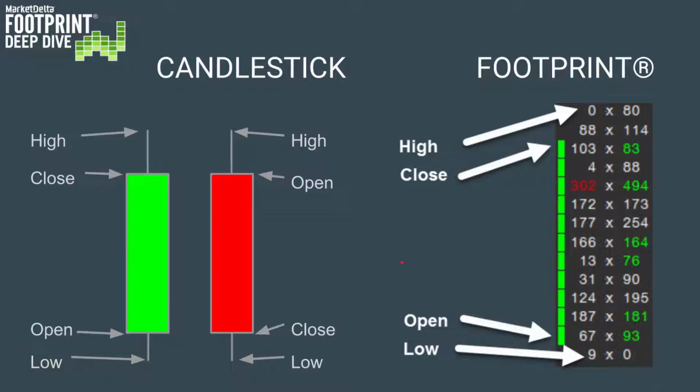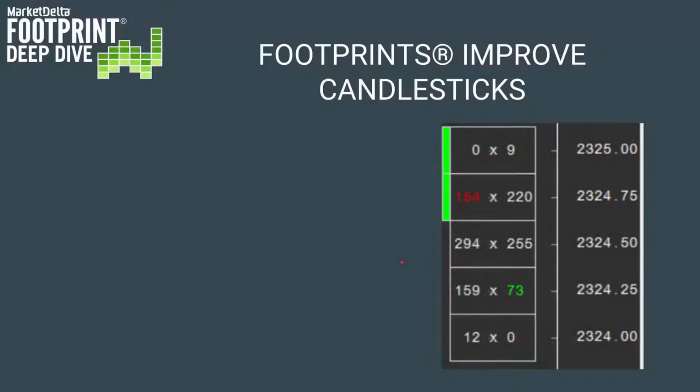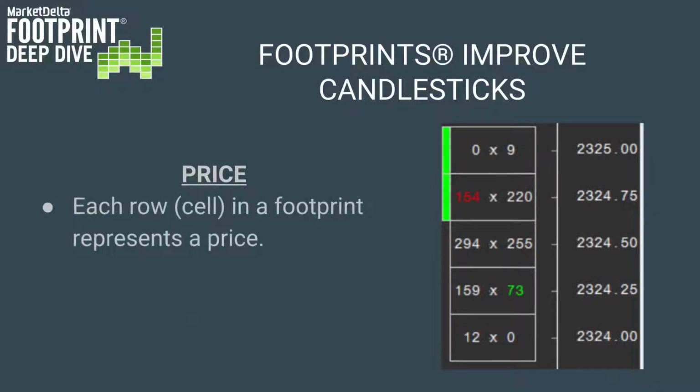All right, so let's go ahead and move on. So footprints improve candlesticks, and I think we're going to see that here as we go through these. So first, let's focus on price. Each row or cell in a footprint represents price. I think I just kind of mentioned that. This is just a kind of zoomed in view. Here we can actually see the price scale though.